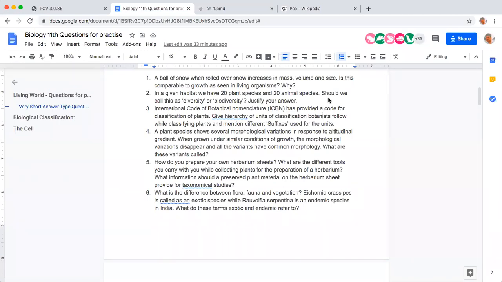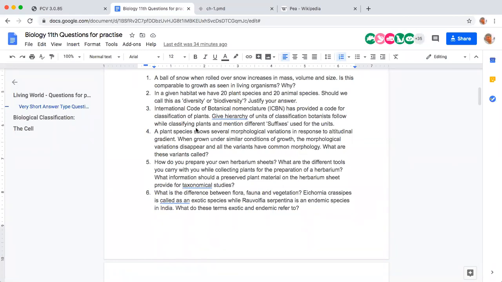Is my video proper? Is it lagging or something? Okay, many of them are saying it's not lagging, so I think it's the network connection.